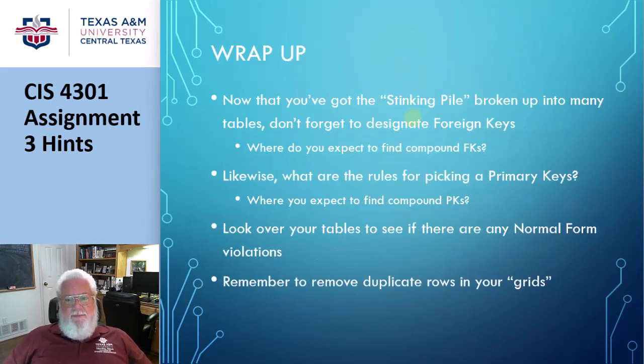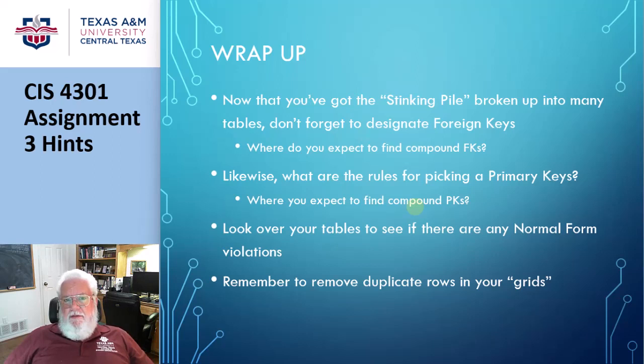All right, so wrap up. So you got a stinking pile. That's what it says in the Excel spreadsheet. And you got it broken up into lots of tables. So don't forget to designate both the primary keys and the foreign keys, all right? Some of which are going to be compound, right? Okay, good. So what are the rules for picking primary keys? If I had a choice between a number and a string, I'd probably pick the number.